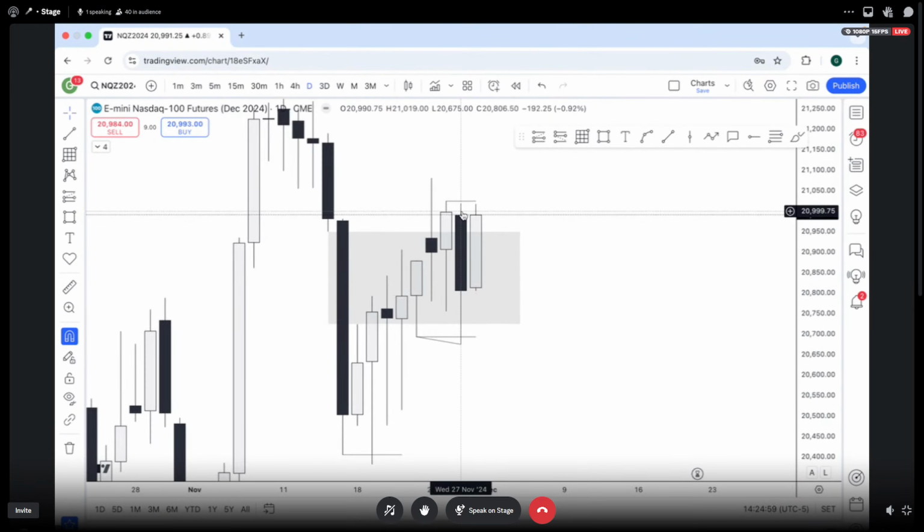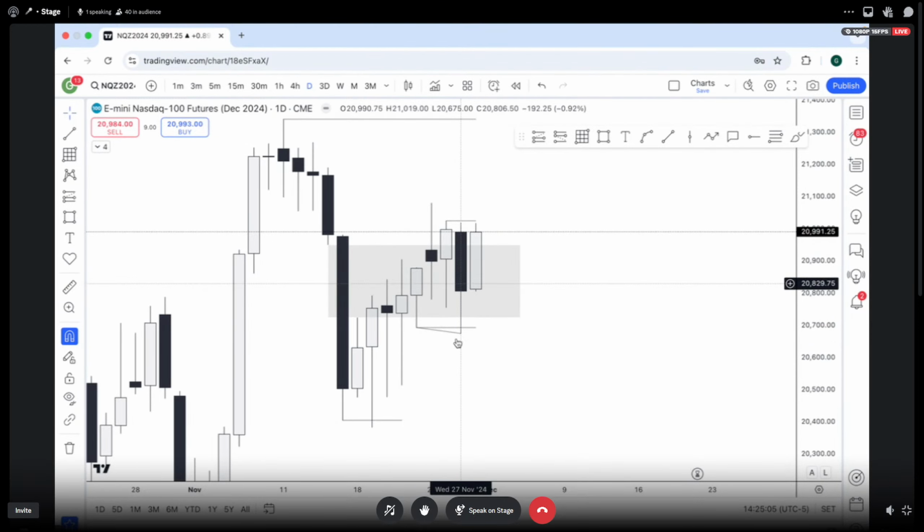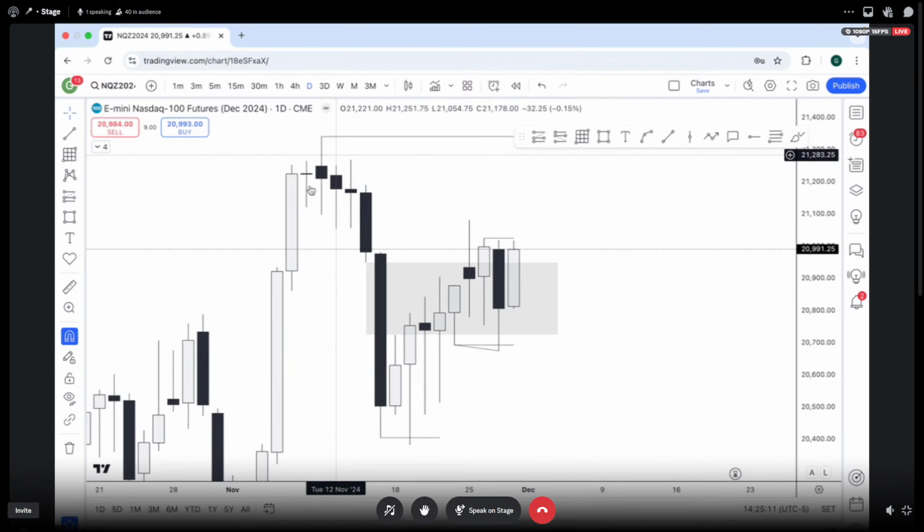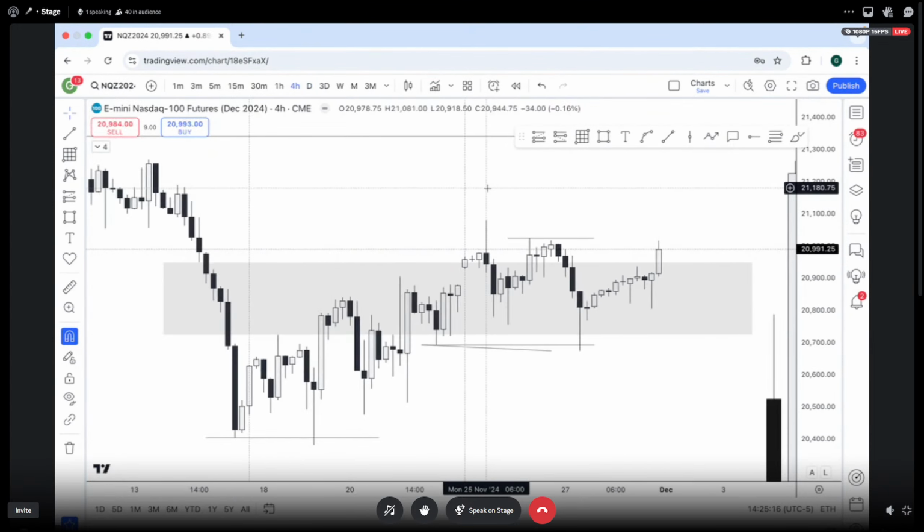So on Wednesday, we manipulate, right? And we have SMT. So it's the same thing. This day manipulated, I want to see the next day expand. So that's why I was basically bullish. Same thing that I just went over on the weekly time frame, but now it's on the daily.